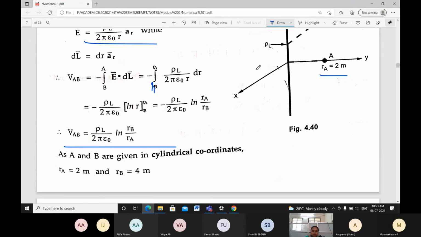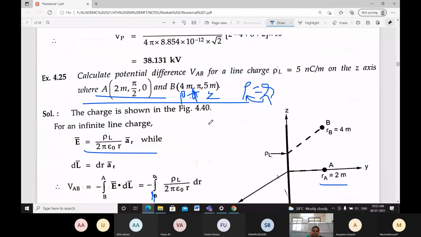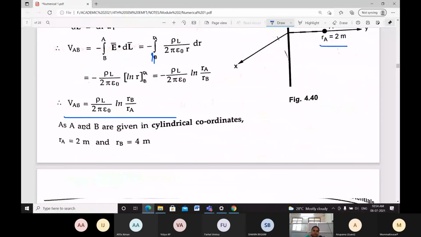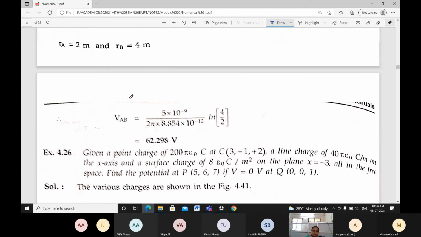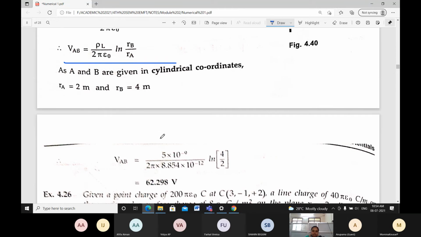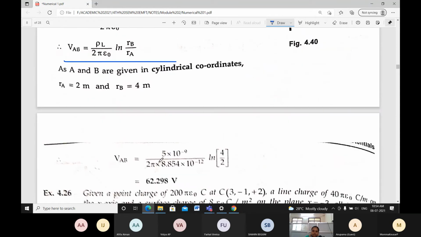This is the coordinate system. Already told, that is a cylindrical coordinate system, where it is rho, phi, z. If it is coming as theta, then it is going to be spherical. RA is going to be 2 m and RB is going to be 4 m. Then VAB, just substitute in the equation: 5 into 10 raised to minus 9 divided by 2 pi. Rho L is nothing but your charge. It's given 2 pi into epsilon naught ln 4 by 2. Use your calculator and go for calculation. You will be getting the potential difference as 62.2298.